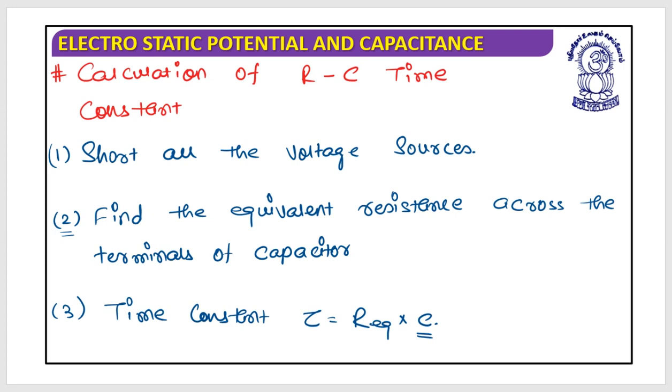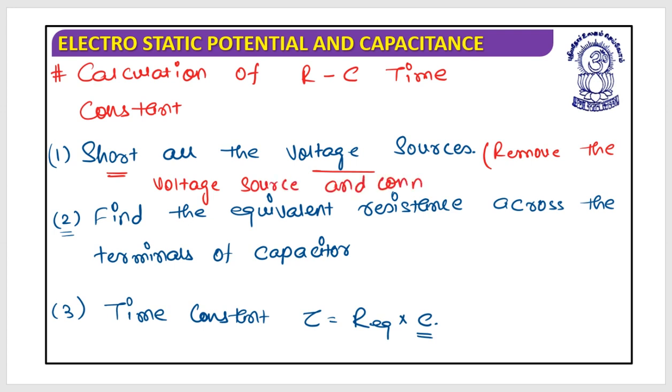These are the steps. So when I have been asked to find the time constant of a given circuit, it's a calculation of the time constant, then the first thing I need to do is short all the voltage sources. That means when I say short all the voltage sources, I must understand that I should remove the voltage source, and connect a wire at that place.